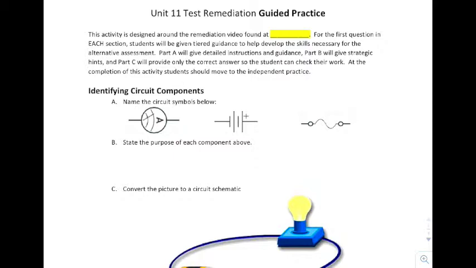It says name the circuit symbols below. You should be able to recognize this as an ammeter. Ammeter. This right here is a battery or a source of voltage. And this right here is a fuse. Now it says state the purpose of each of the above components.